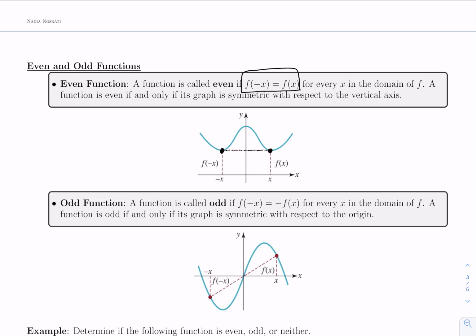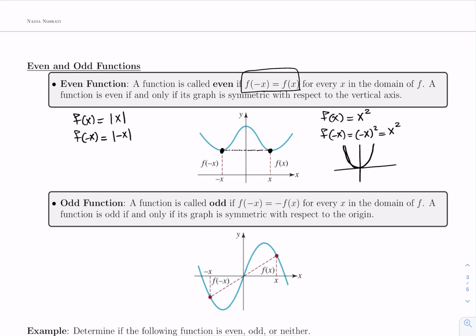The examples include f of x equals x squared. F of negative x is also equal to x squared. This is an example of an even function. The graph of f of x equals x squared clearly has symmetry with respect to the y-axis. Another example, f of x equals absolute value of x. F of negative x is also equal to absolute value of x. The graph of absolute value of x clearly has symmetry with respect to the y-axis.